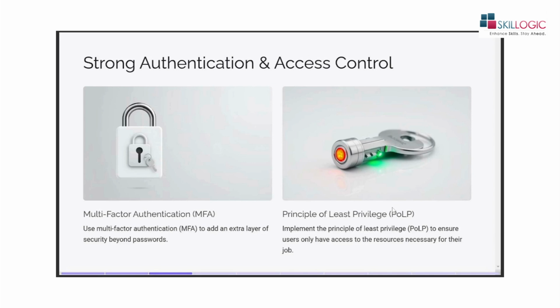Then the principle of least privilege, to ensure users only have access to resources necessary for their job. That means we should give users normal access, not access to critical or confidential information, right? If the user has access to confidential information and gets trapped by some phishing link or malicious attack, then it will also compromise our confidential data.